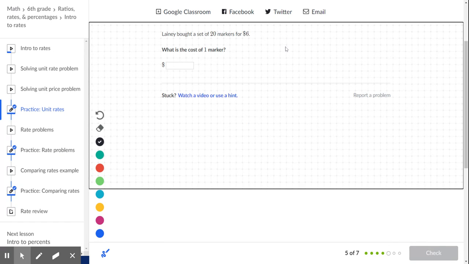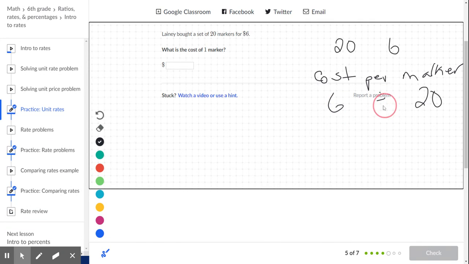On this one, they want to know what's the cost of one marker if Lainey bought 20 markers for $6. So we want to know about the cost per marker. We know that she bought 20 markers, and we know that she spent $6. The word per means to divide. I need to see what 6 divided by 20 is.